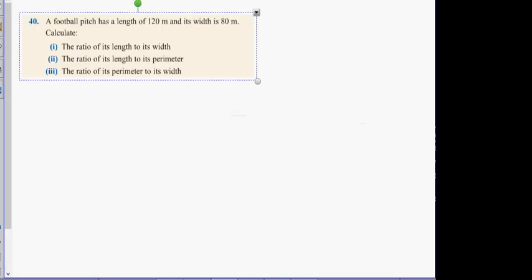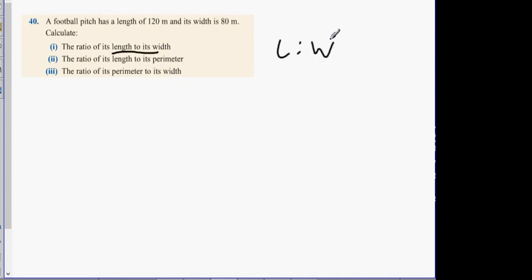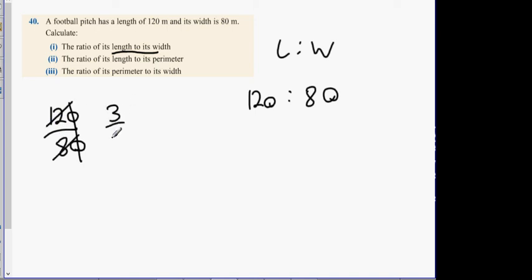Now finally, last question. A football pitch has a length of 120 meters and a width of 80 meters. Calculate the ratio of its length to its width. Length comes first, width comes second. 120 is to 80. What do we do there? 120 divided by 80. Zeros go away. 12 divided by 8. Divide by 4 and we get 3 is to 2. Some of you might have spotted to divide by 40 right away and you get 3 is to 2 that way.